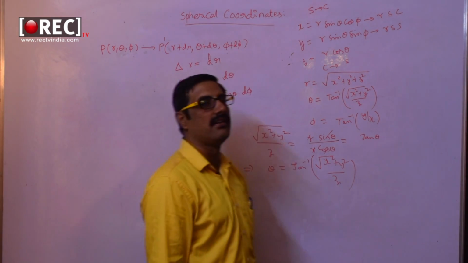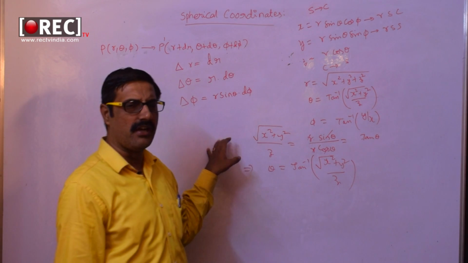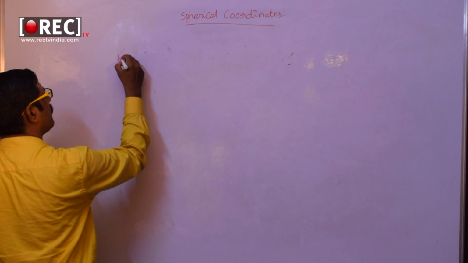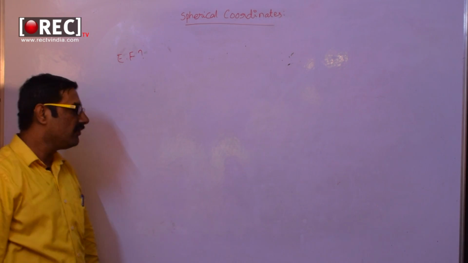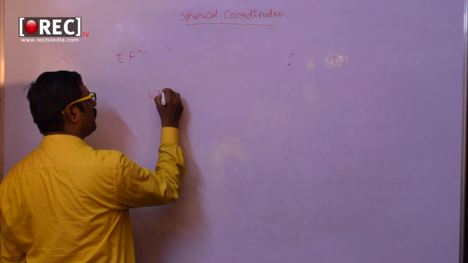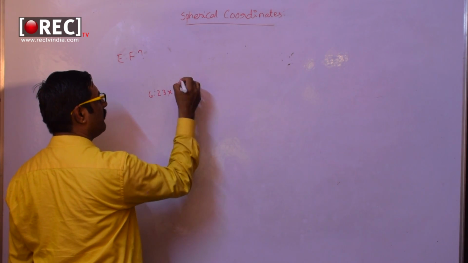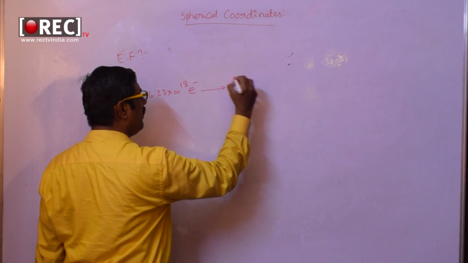So now let us move on to the next concept, which is Coulomb's law. Okay. Before going to Coulomb's law, let me explain what is meant by electric field. Now, what is charge basically? The effect produced by 6.23 into 10 to the power of 18 number of electrons is nothing but 1 coulomb.